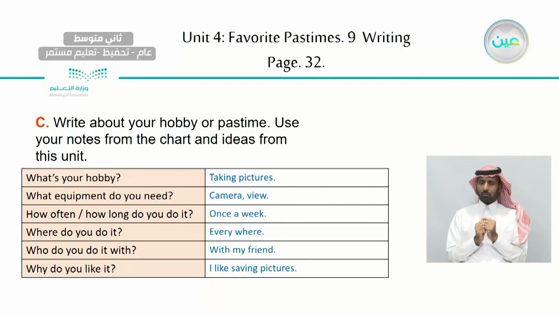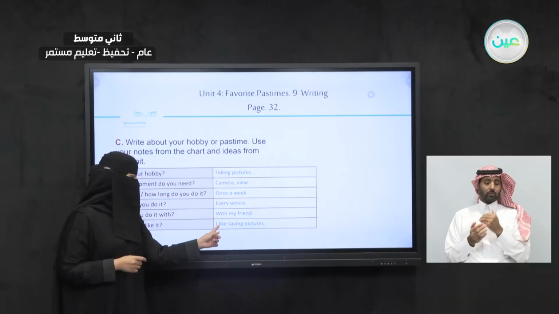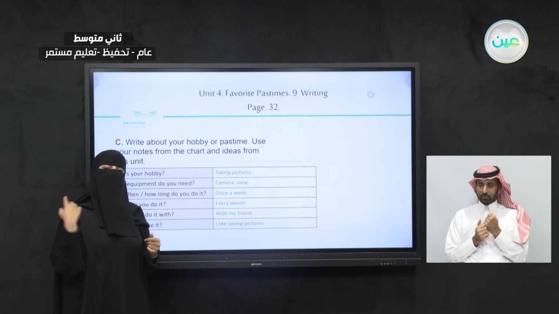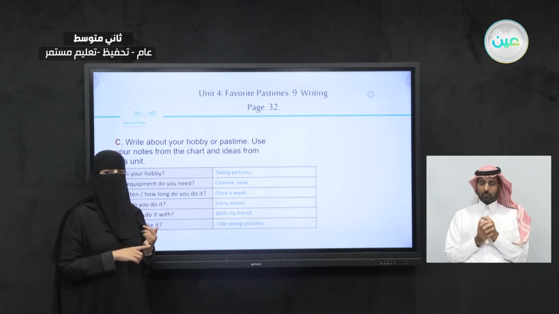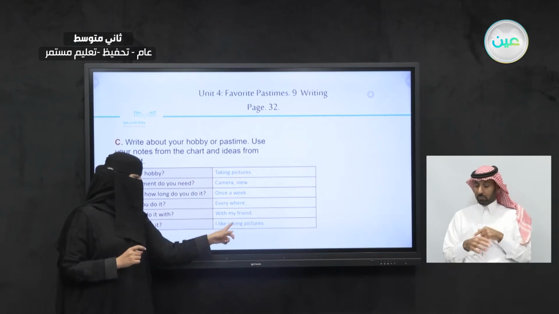Now, why do you like it? I like it because I like saving pictures. I like saving pictures. Look, we have the word save plus ing. I like saving. And what do we have here before saving? We have the word like. Do you remember in the second case? We have the word like, love, prefer, spend before the verb with ing.